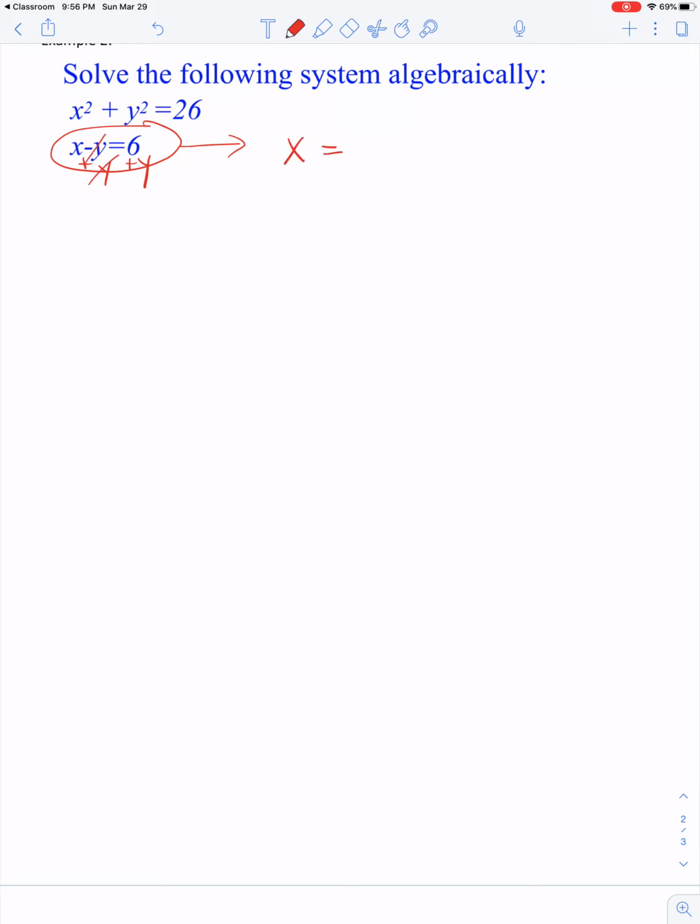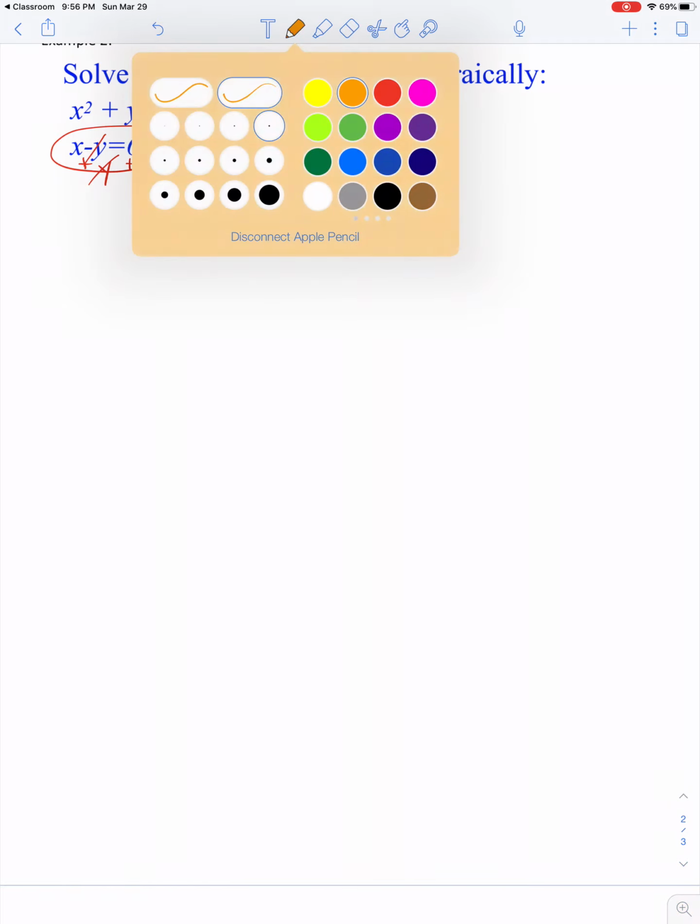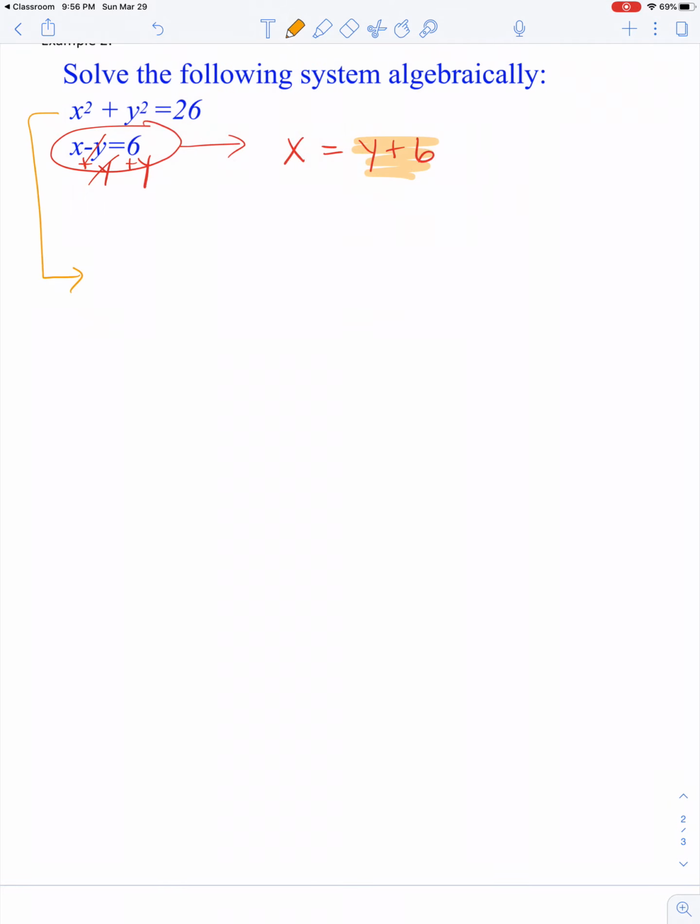but then I have to put the y on the other side. I can make it 6 plus y or y plus 6. So now I know that x is equal to y plus 6. So now, just like the other one, I could rewrite the quadratic equation, but instead of x this time, I'm going to replace x with the y plus 6. So instead of x squared, I'm going to put y plus 6 squared plus y squared equals 26. So everything came down except this x got replaced with y plus 6.